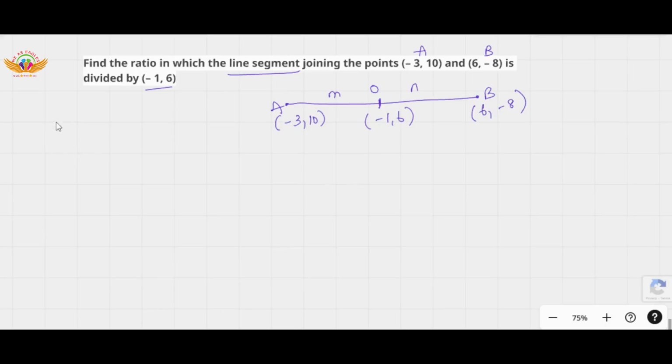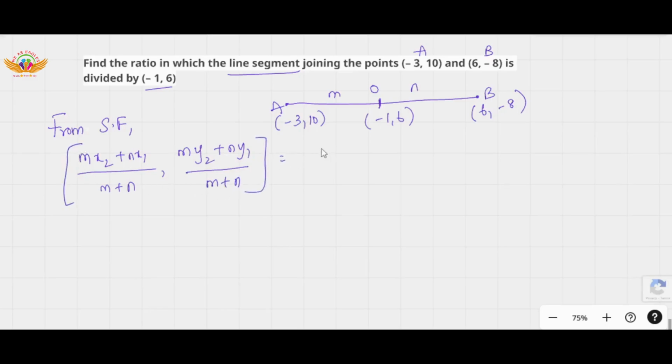So we all know from the section formula, m x2 plus n x1 divided by m plus n, comma, m y2 plus n y1 divided by m plus n will be equal to minus 1 comma 6. They gave you this point x comma y directly. This is the x term and this is the y term. So equate the first term to x and the second term to y and you will get the answer. No need to do it two times.